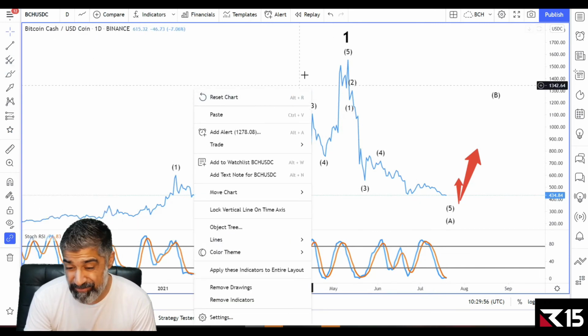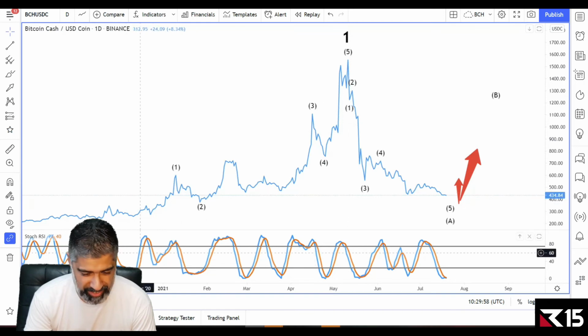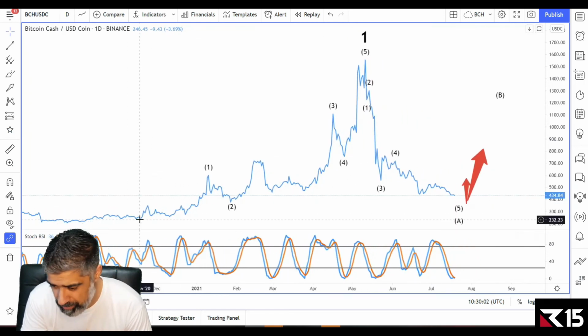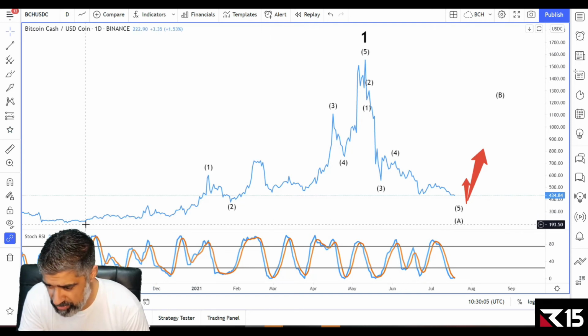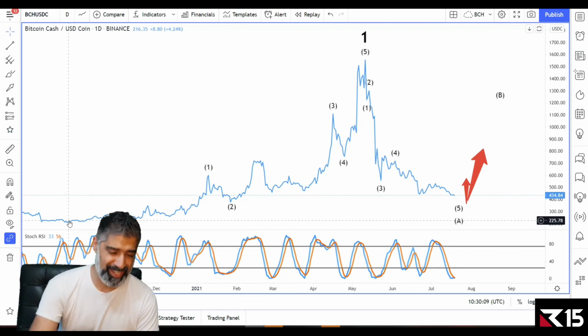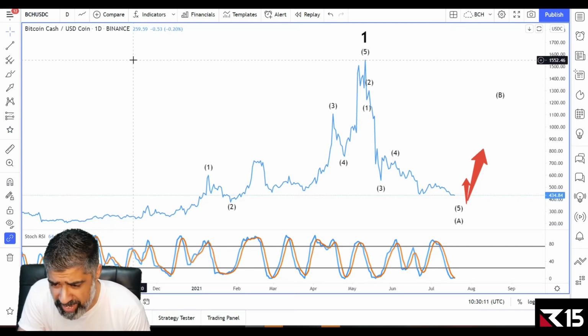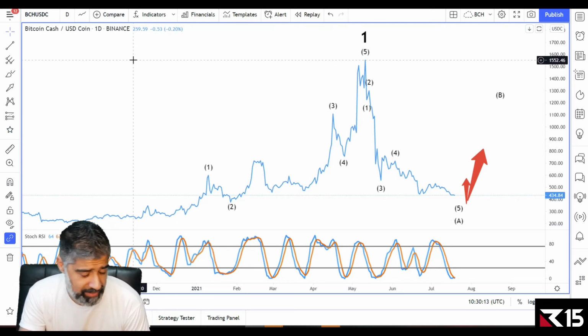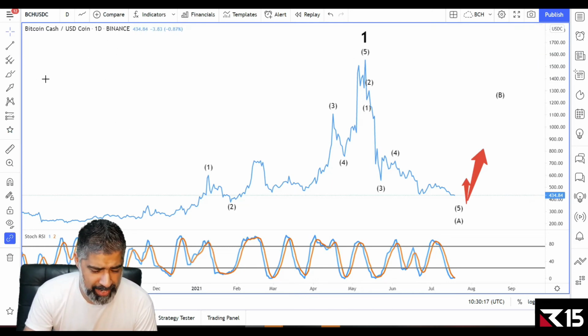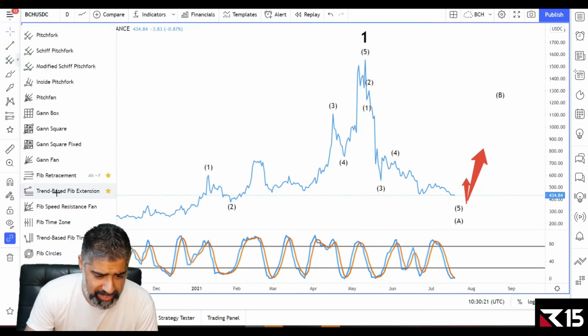So again, this is a really deep correction. Look at this. It's not that far off its recent all-time low of 230. It's a big correction for Bitcoin Cash, considering that it's been as high as $1,500. That's like 75%, 80%. So we should be at or near this initial part of this correction. But let's just do an end of wave 5 price projection.